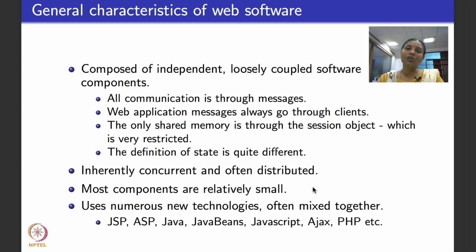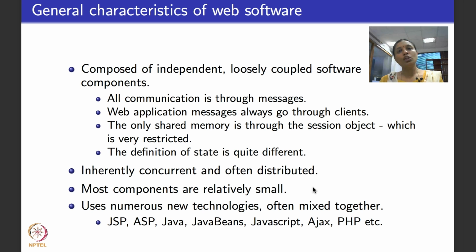And the definition of the state of a program, we know what it is. It means the set of all variables of a program and a location counter. But here, the state of a program as a web application is usually quite different, and doesn't correspond to the classical notion of a program state. As I told you, because it consists of independent, loosely coupled components, a web application is a distributed or concurrent application, and it has several components, each of them very small.